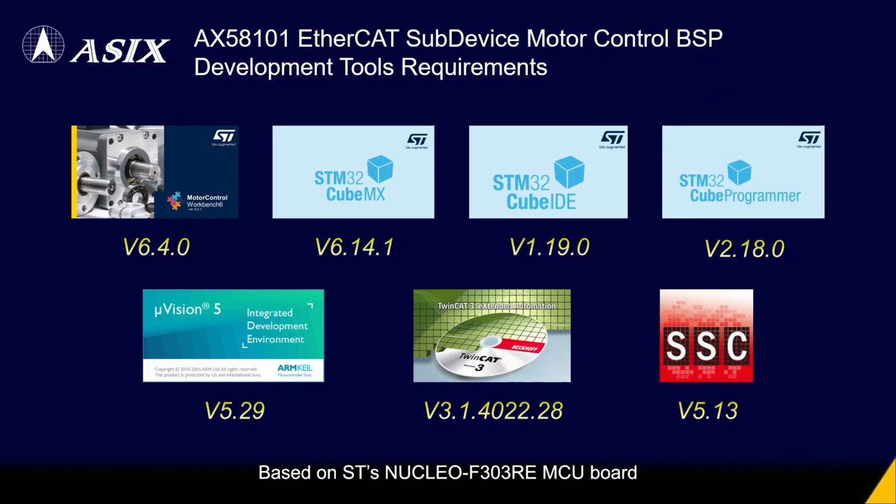Based on ST's NUCLEO-F303RE MCU board and the STM32 motor control SDK, the AX58101 EtherCAT motor control reference design leverages the complete STM32 toolchain, including MC Workbench, CubeMX, CubeIDE, and CubeProgrammer, allowing engineers to quickly begin design and validation. In addition, the kit supports the ARM Keil MDK toolchain, offering flexible options for compiling and debugging AX58101 bootloader and firmware source code.